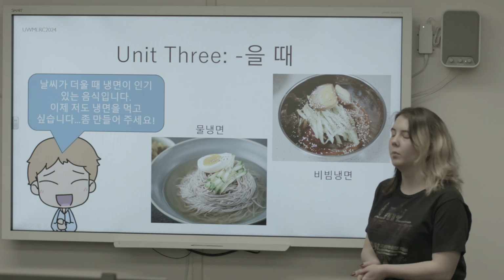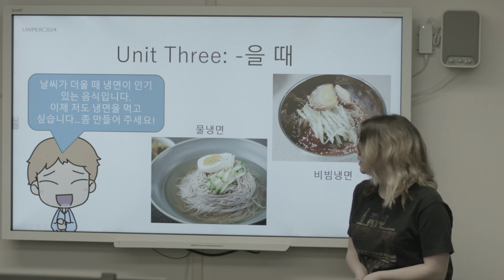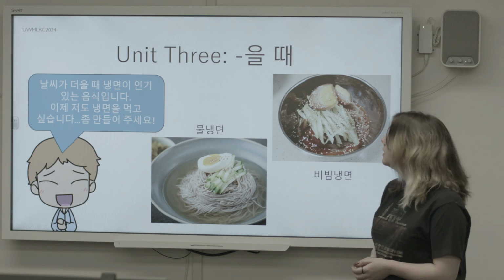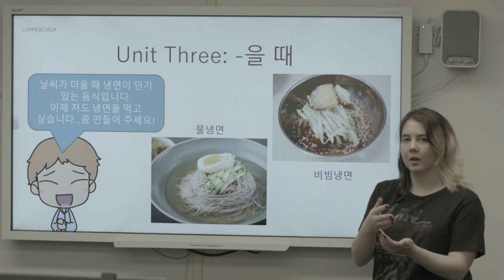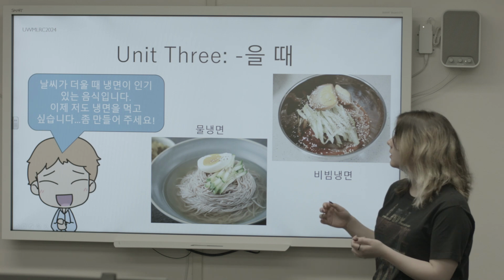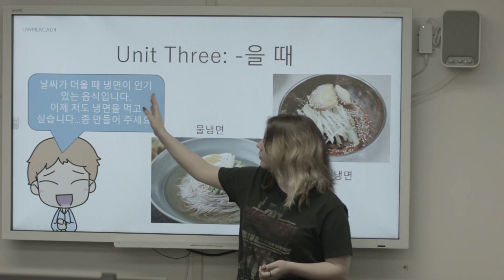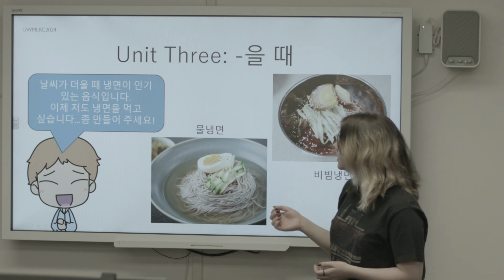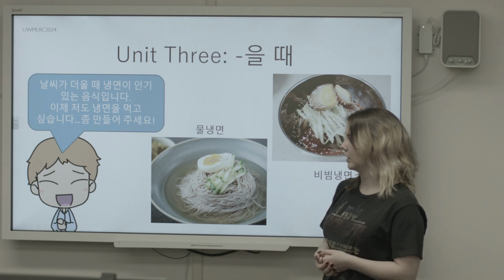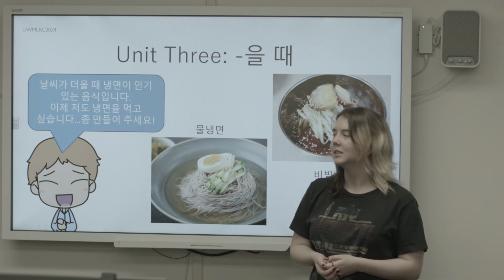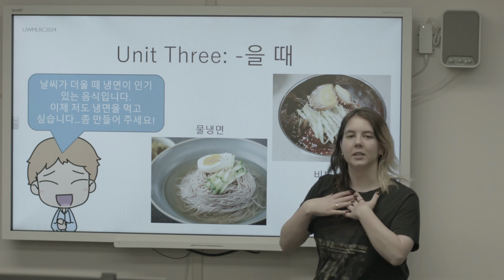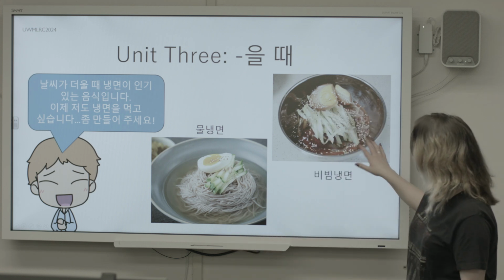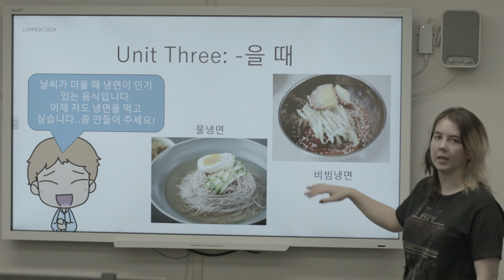날씨가 더울 때, when the weather is hot, 냉면이 인기 있는 음식입니다. 인기 있는 is the modified form of 음식. So, food that is popular. 인기 있는 음식. 이제 저도 냉면을 먹고 싶습니다. 좀 만들어주세요. Now, I also want to eat 냉면. Please make some for me. 냉면 are cold noodles, and you have different types.